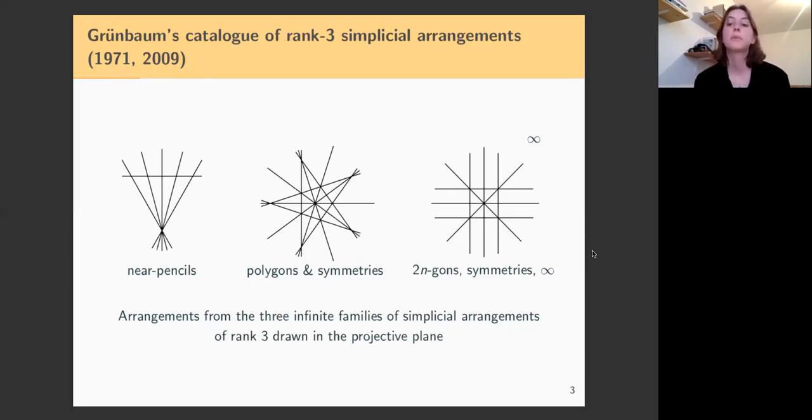And the third family comes from even polygons, where you do the same construction. You take each of the hyperplanes from the edges, and then you take the lines of mirror symmetry, but you also add the line at infinity. So we have to think in the projective plane here, but each of the regions here is a triangle, and that's how you see that these arrangements are all simplicial.